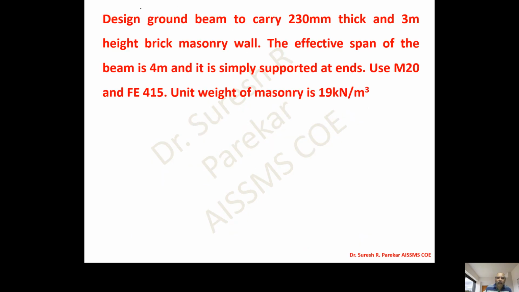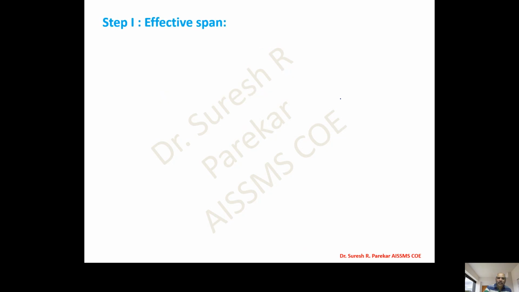Design a ground beam to carry a 230 mm thick and 300 mm height brick masonry wall. The effective span of the beam is 4 meters. Now here the effective span is directly given, and it is simply supported at the ends. Use M20 and Fe415. Unit weight of masonry is 19 kilonewton per meter cube. It may be 18, it may be 20, but here it is given as 19.